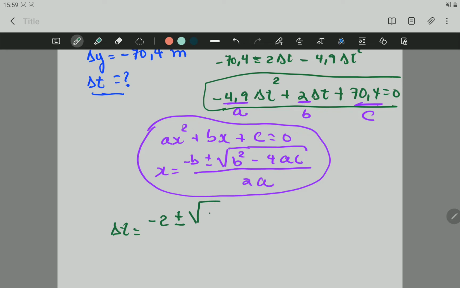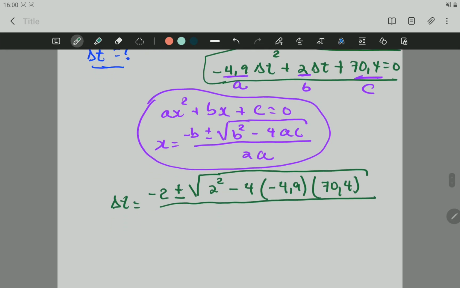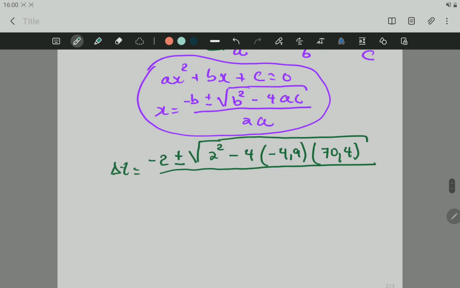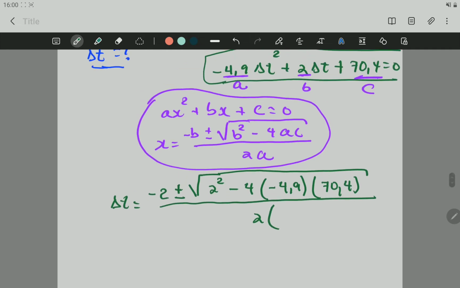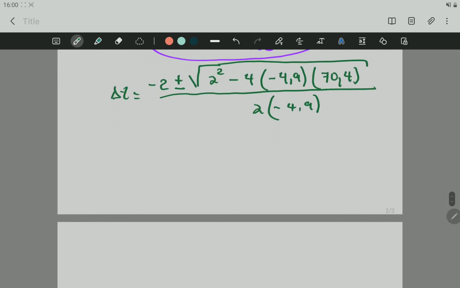B squared is 2 squared, minus 4 multiplied by a, which is minus 4,9, multiplied by c, which is 70,4. Alright, everything divided by 2a. So it's 2 multiplied by a, which is negative 4,9. Okay, so that is the formula you have to use to calculate time.